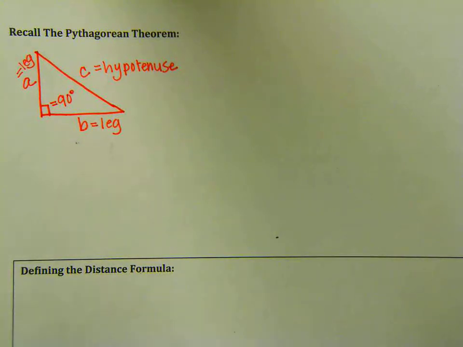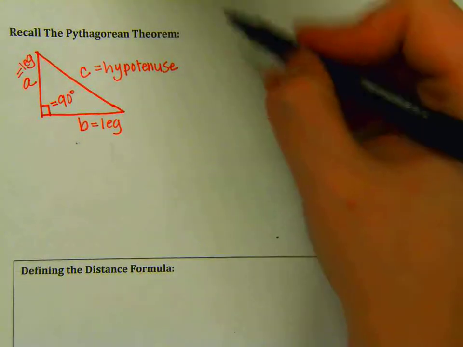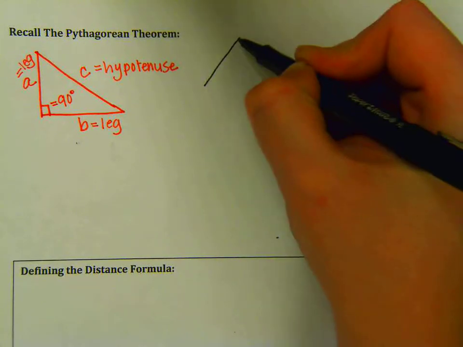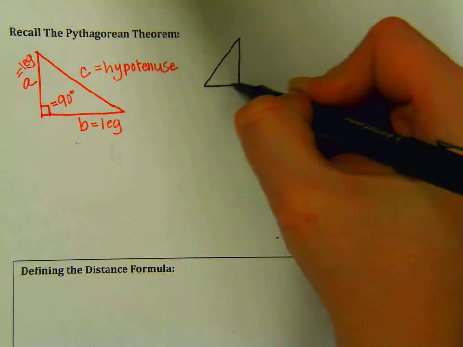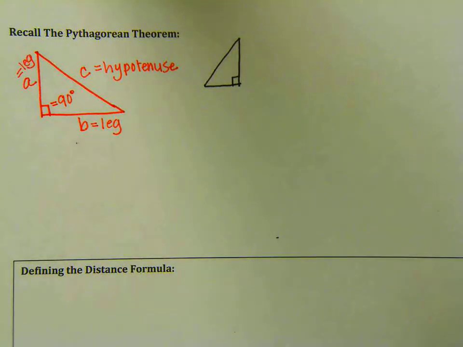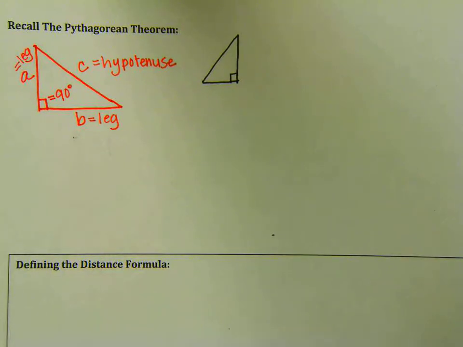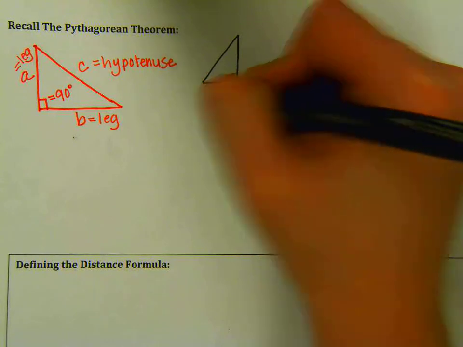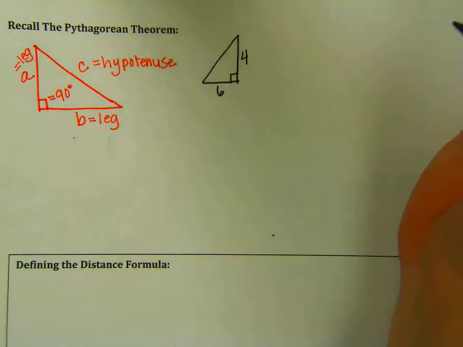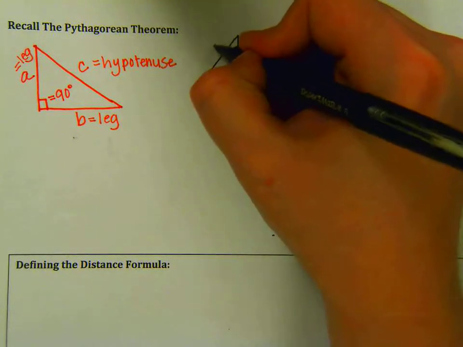I would like you to write down a little example. When you get your practice for today, it's actually going to be application problems of the Pythagorean theorem. So you'll have to draw a triangle for each one and the sides based on the words. You're not going to get a triangle for you. This is 6, this is 4, it's not drawn to scale, and that's C.